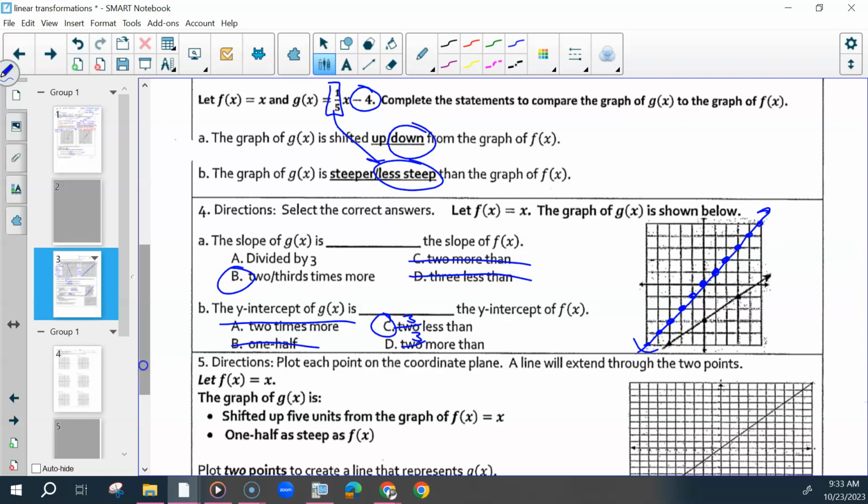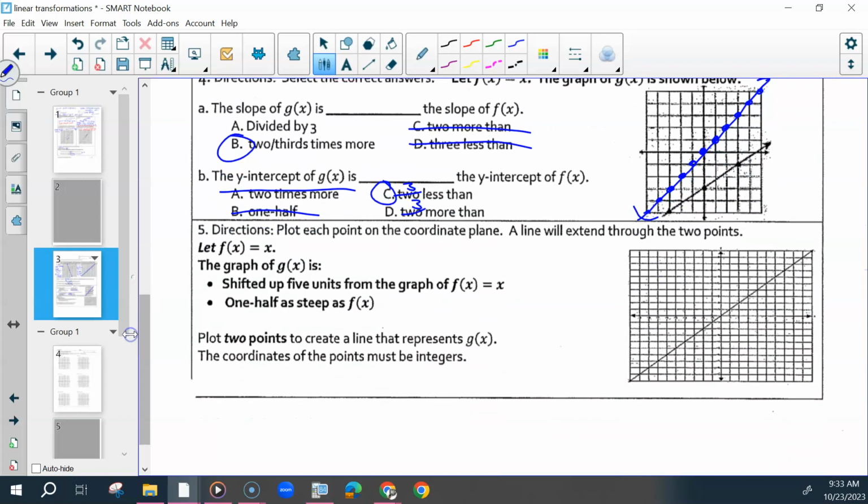Okay, last one and then we'll stop. Do we have any questions so far? Number 5, we need to plot 2 points. We're not actually going to make a line in this one, we just need to plot the 2 points. If this were an SOL question, you would plot the 2 points and it would make itself a line.